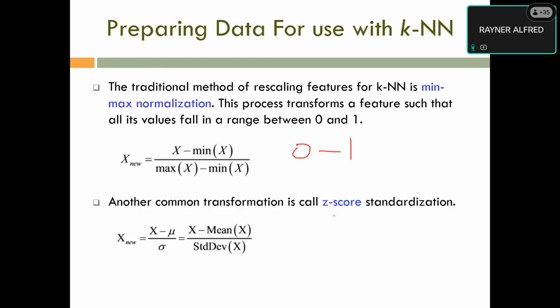You could also use the z-score, which looks at the mean and also the standard deviation in order to normalize your data. So you could use min max, or you could use mean and standard deviation.